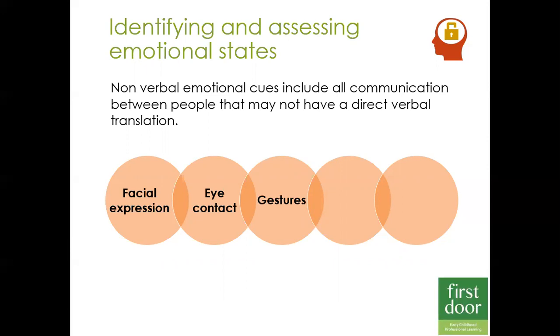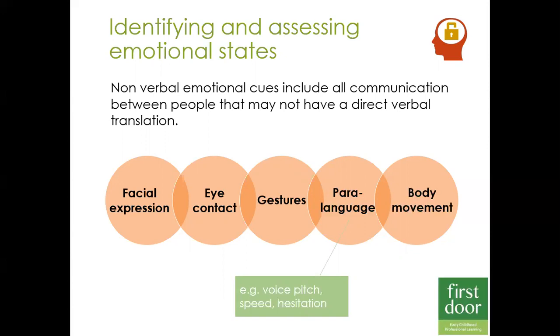Gestures, any of the hand gestures or body gestures that we might use. Paralanguage, which is the pitch of our voice, the speed of how we speak, maybe even the subtle nuances of communication. For example, when you ask a question, there's a hesitation in the answer. And then our body movement. All of these things can help us identify and assess the emotional state of others. When they all come together, it really helps to build a picture of how somebody is feeling.